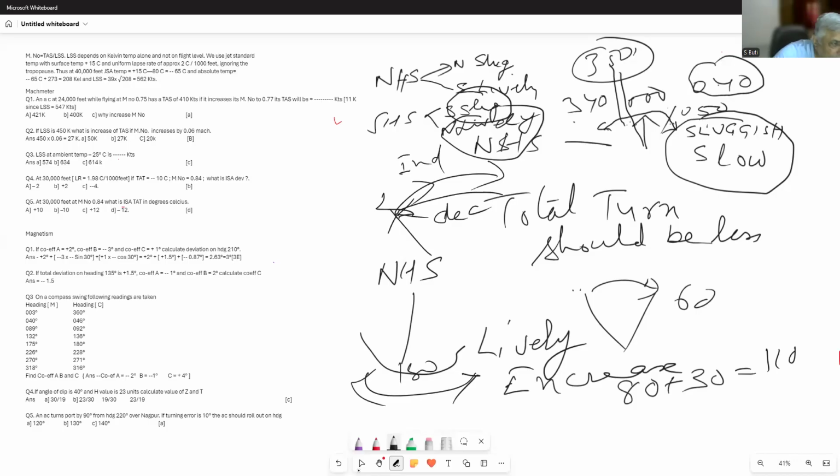Now here, turning port by 90 degrees from heading 220 over Nagpur. Nagpur happens to be in the northern hemisphere. He is turning from the heading of 220. From 220, he is turning left. Under normal circumstances, if he is turning on a gyro, after turning through 90 degrees, he will roll out on 130. Here, since you have a turning error, what should be your rollout heading? Apply this knowledge and get your answer.